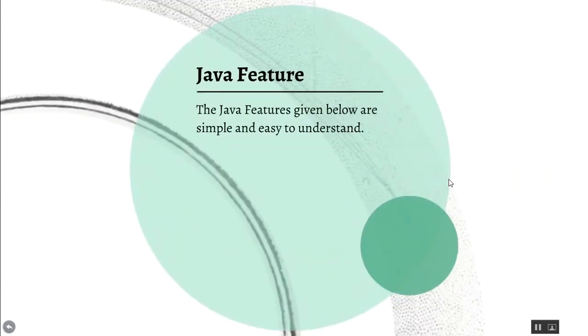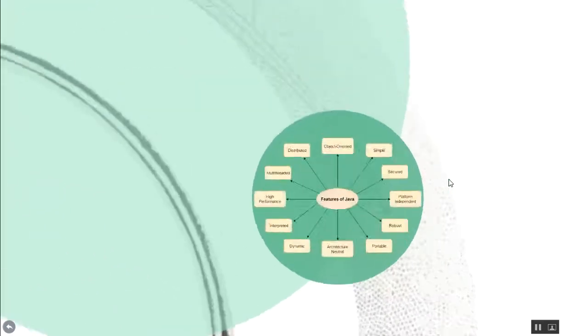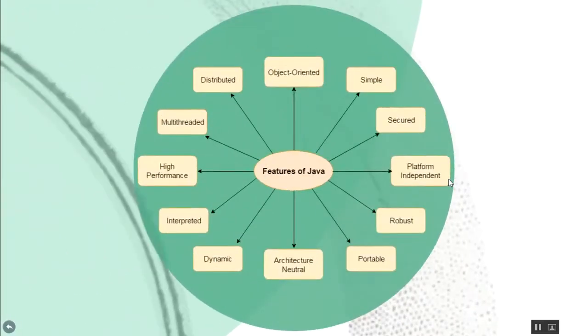Java features. Java has given many features, and they are also known as Java buzzwords. So the features are like this. Java is simple, secured, object-oriented, distributed, multi-threaded, interpreted, portable, robust, etc. Let's go one by one. According to Sun, the Java language is simple because its syntax is based on C++ and it removes the confusing parts, which are explicit pointers, operator overloading, etc.